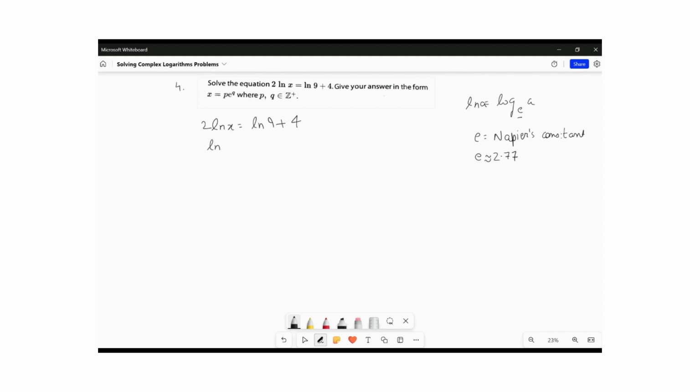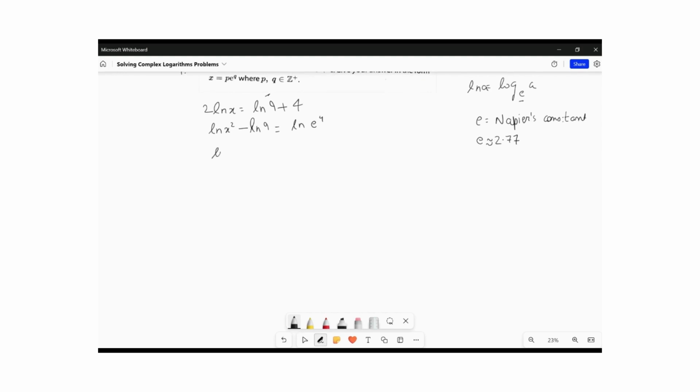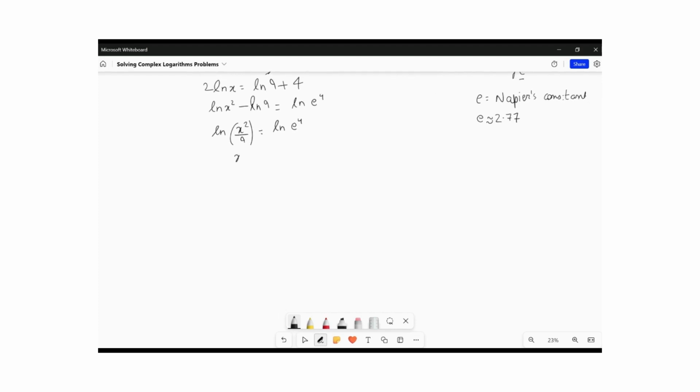Now 2 ln x is equal to ln 9 plus 4. Now ln x squared minus ln 9, we took this here, is equal to ln e to the power 4, because log e to the power 4 base e is 4, right? Now ln x squared by 9 is ln e to the power 4. Now we can equate this, x squared by 9 is e to the power 4. x squared is equal to 9 e to the power 4, so x is just the root of this, and we can write this as plus minus 3e squared.